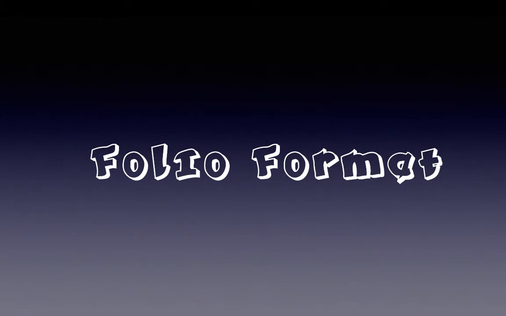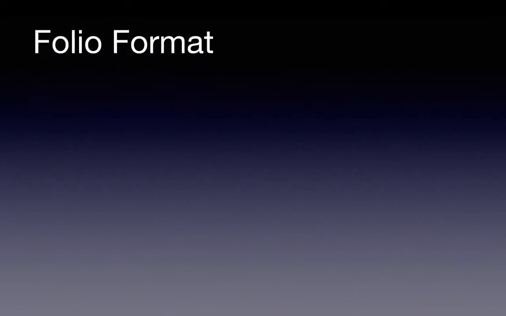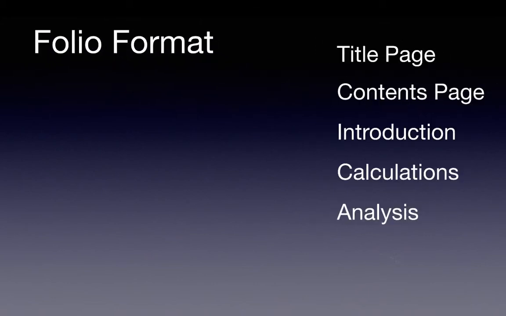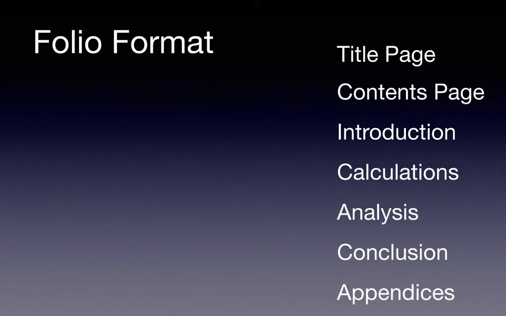This screencast is going to look at what you need to put in a folio when you hand it up. It's mainly targeted at the statistics folio, but it can be applied to all the other ones. When you do a folio, it's really important that you cover these things in it. It's kind of like a format that you need to set up and go through the steps. You need a title page, a contents page, an introduction, calculations, analysis, conclusion, and appendices.